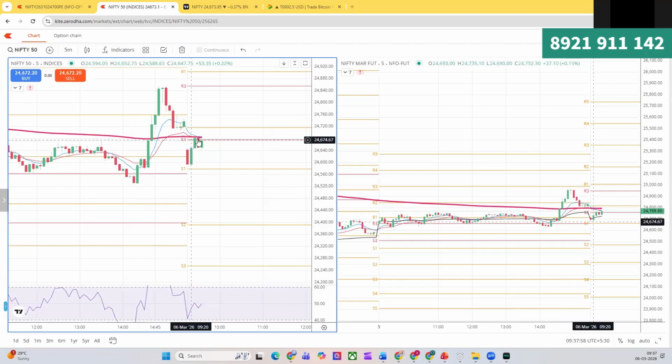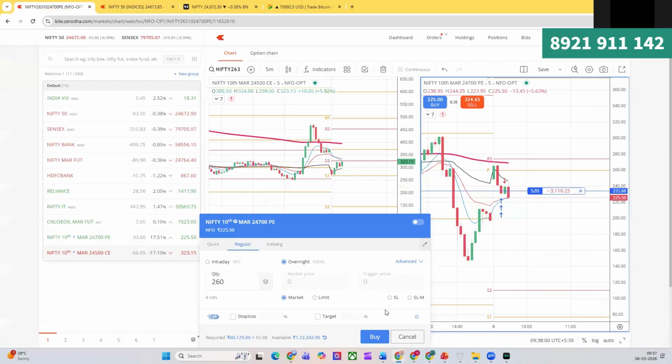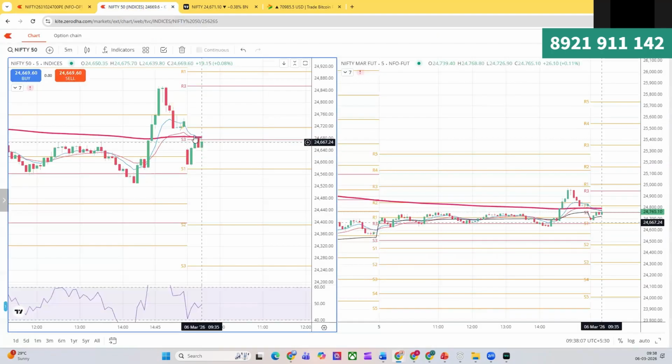Oh, that's a sharp bounce. The premium decayed. Added some here. It was 226. Yeah, there is an aggressive move. It didn't even reach here, but the premium has gone down so sharply to 222 levels.